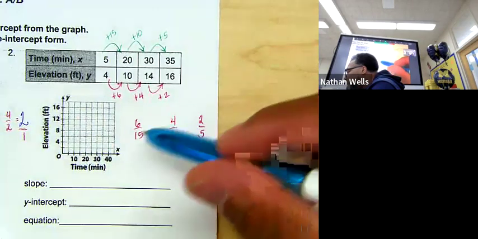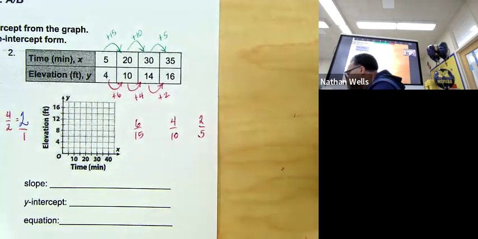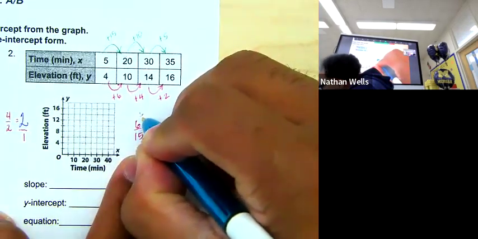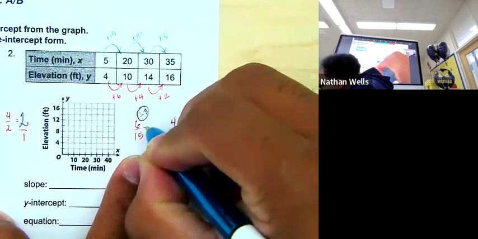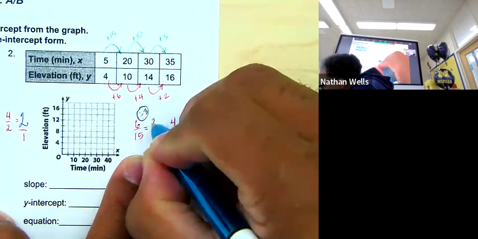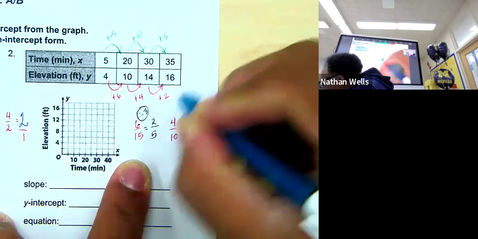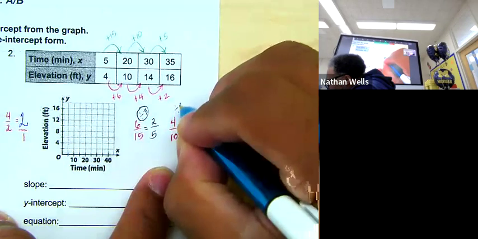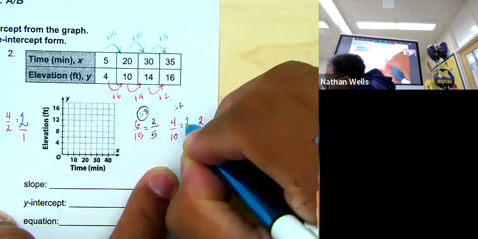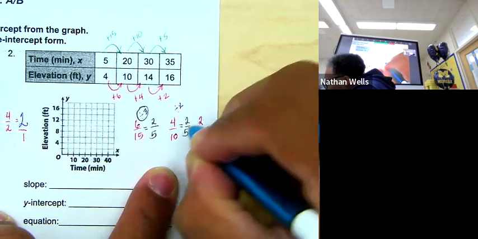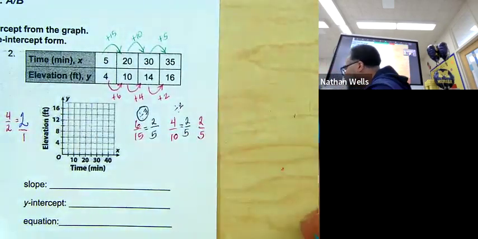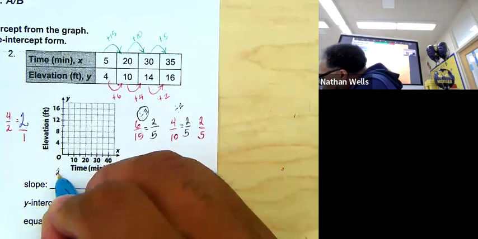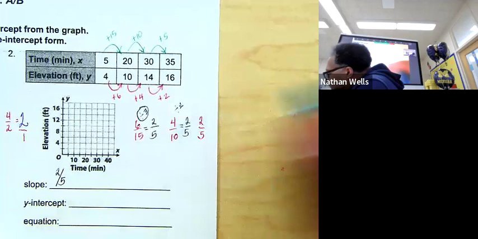So I need to see if these other two fractions are equal to 2/5. Here, I could divide. The biggest number that goes into 6 that also goes into 15 is 3. 6 divided by 3 is 2. 15 divided by 3 is 5. That's equal to 2/5. For 4 and 10, the biggest number that goes into both is 2. 4 divided by 2 is 2. 10 divided by 2 is 5. So that is also equal to 2/5. My y over x ratios are all equal to 2/5. So that is my slope, 2 over 5.